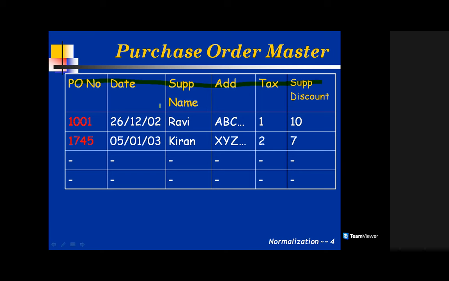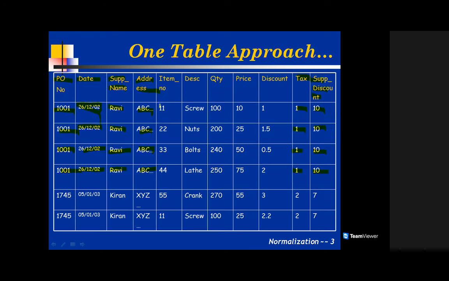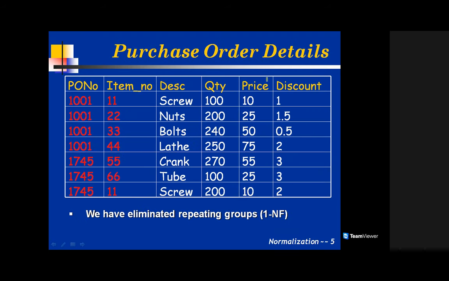So this table now does not repeat the rows like the previous example. Now the remaining values, item number, description, quantity, price, discount, would be available in the second table. Okay, item number, then you have quantity, then you have price, then you have discount.